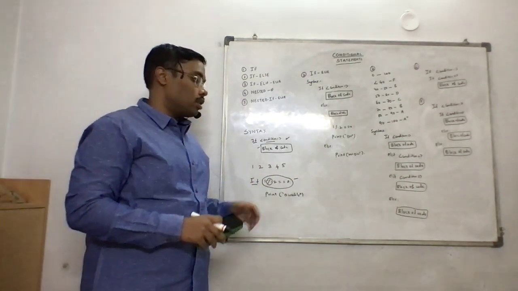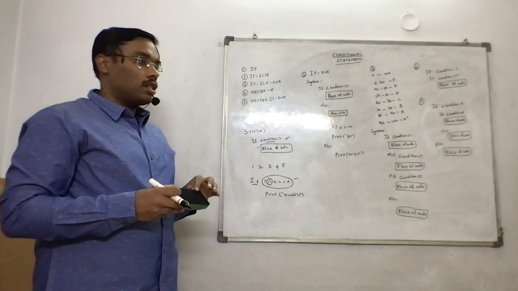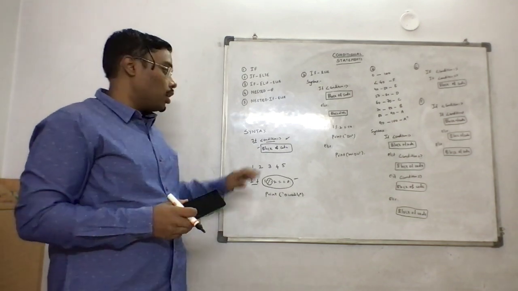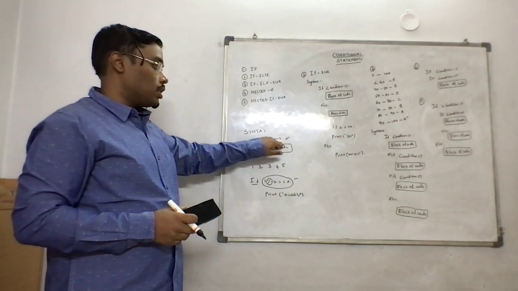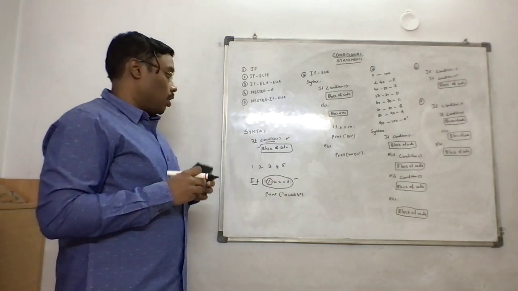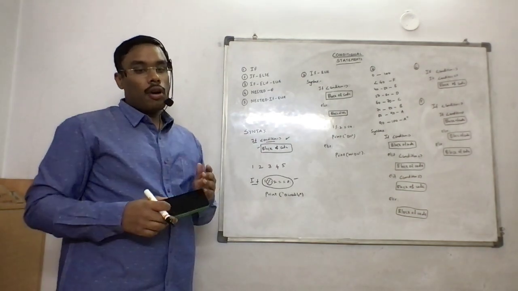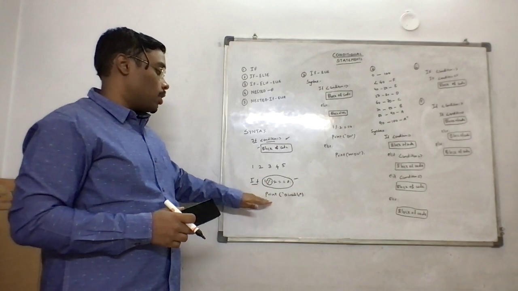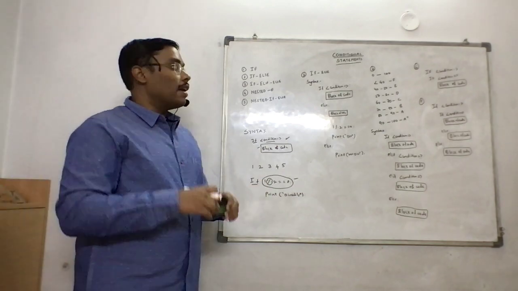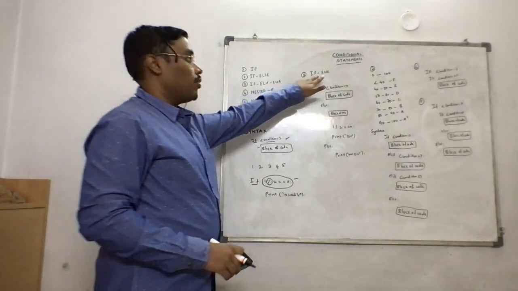But there is a limitation or a disadvantage. Let us consider if this particular condition is not satisfied. Then in that case, I want my Python interpreter to execute another block of code. In such situations, we can use the concept of if else.